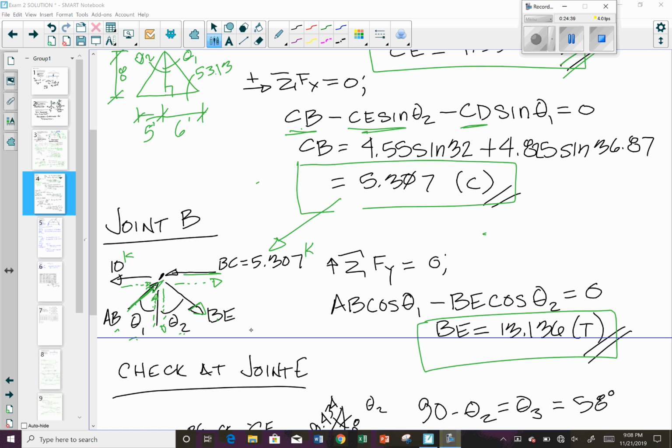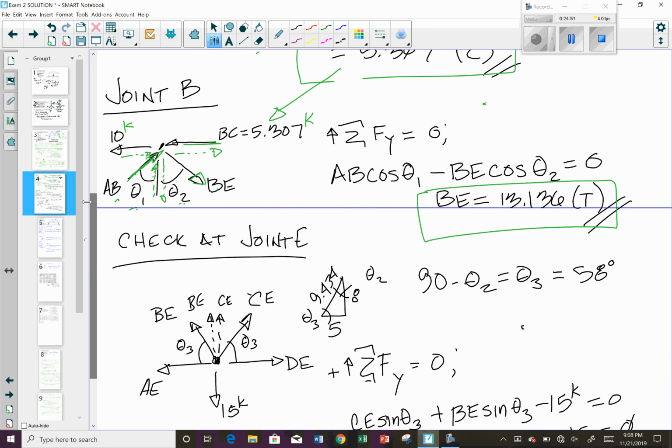Okay, so what we had here was we've solved for all of the members. So if you want to check this, you still have joint E that you haven't used at all yet. So you can use joint E to check. And so when you do your equilibrium at joint E, it should all match up. Okay, so you're not solving for anything. You just use joint E to check.